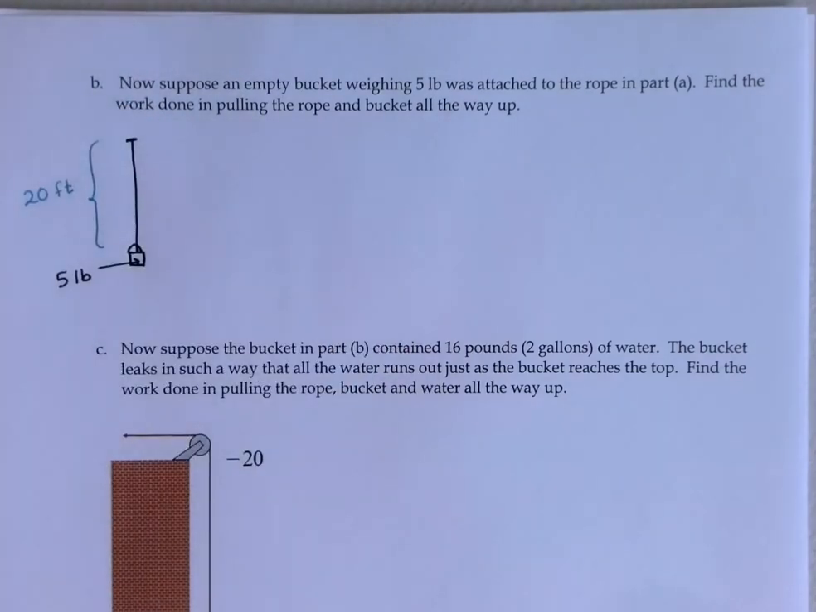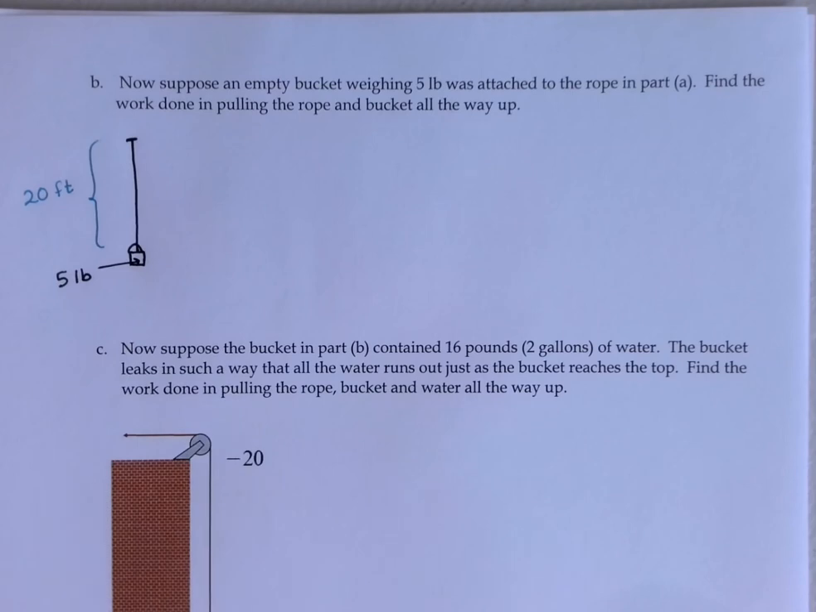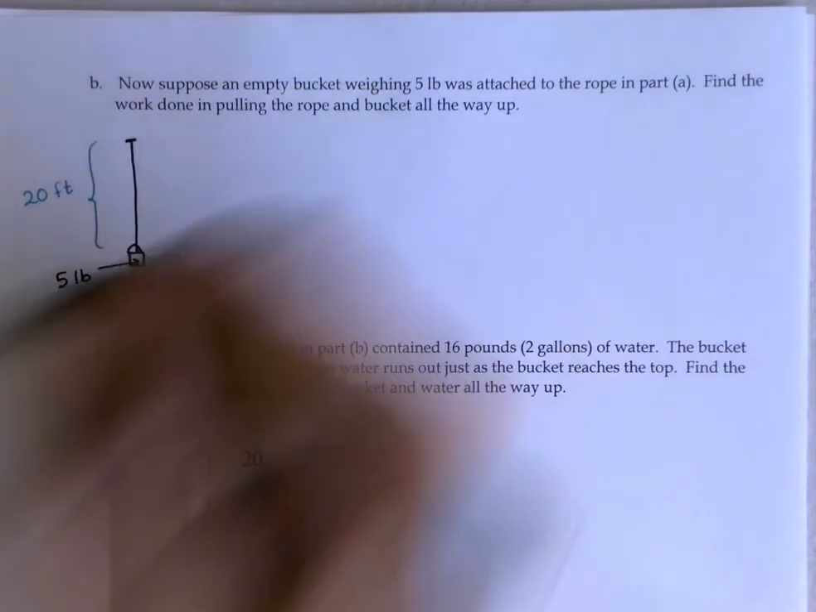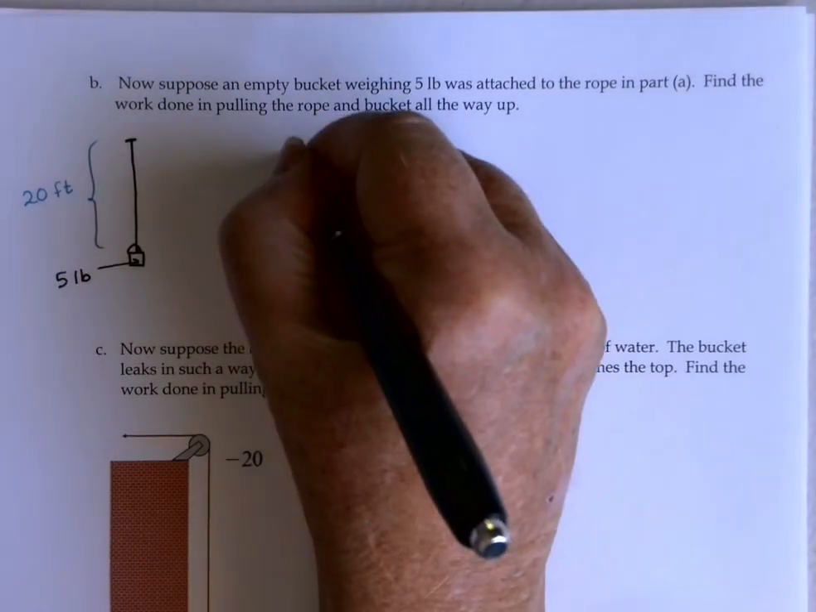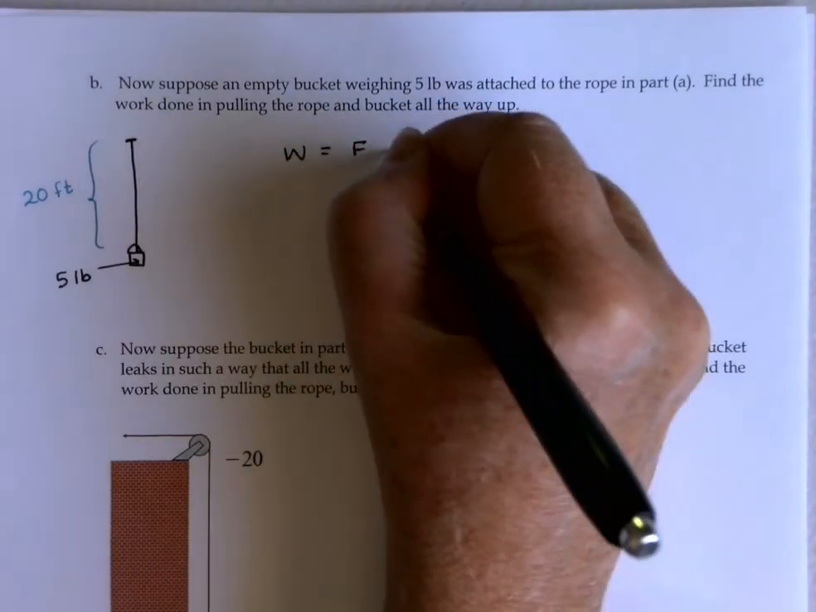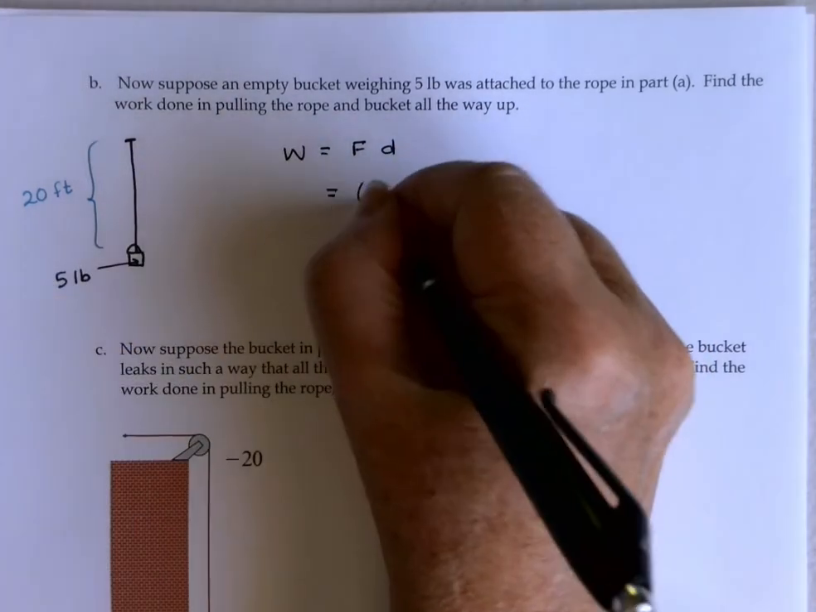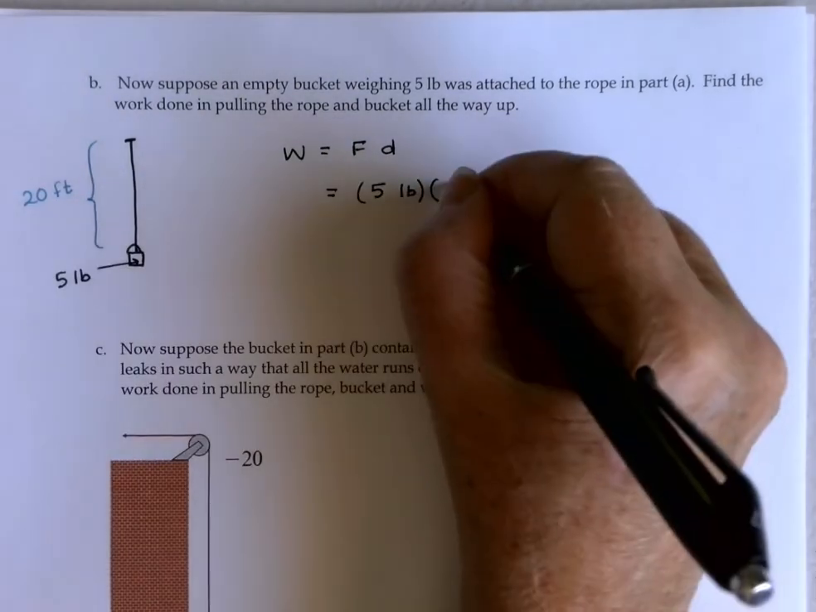In this case, there's no variable force. That 5-pound bucket stays 5 pounds the entire time, and the whole thing goes up the whole 20 feet. So I don't need calculus for this one. I can just say right away, work equals force times distance. The force is the constant, 5 pounds, and the distance is the 20 feet.